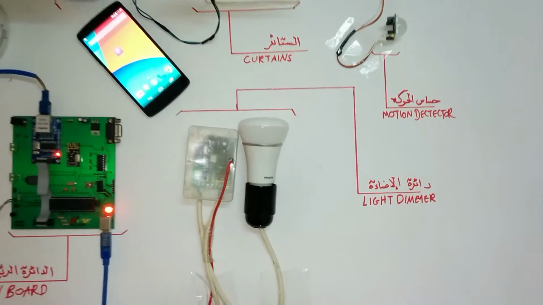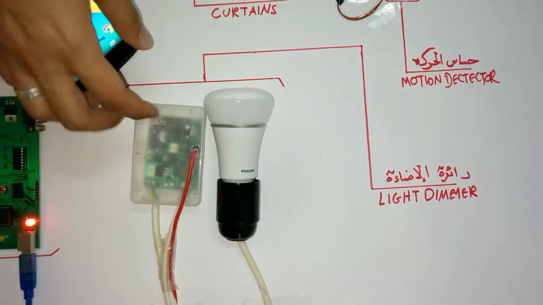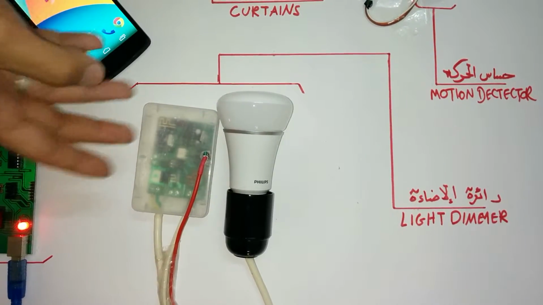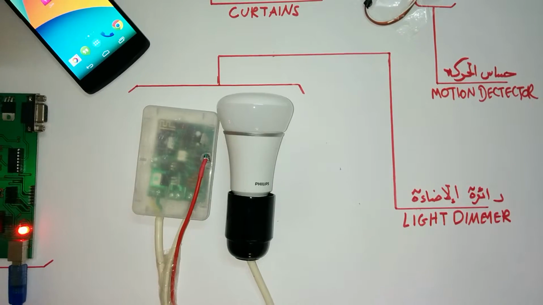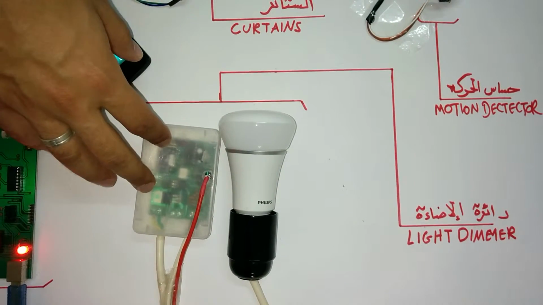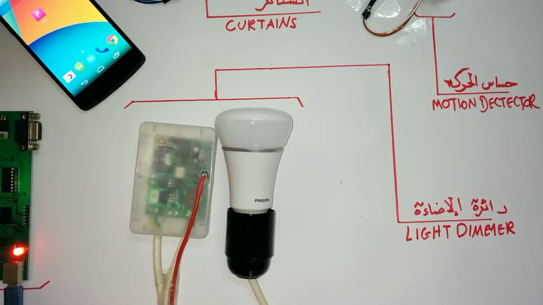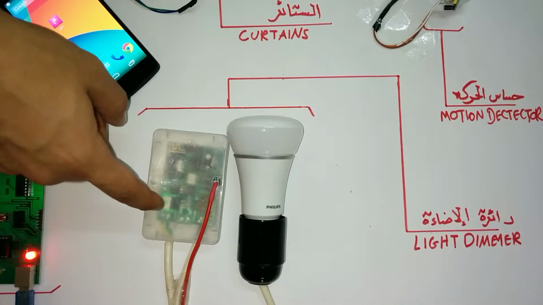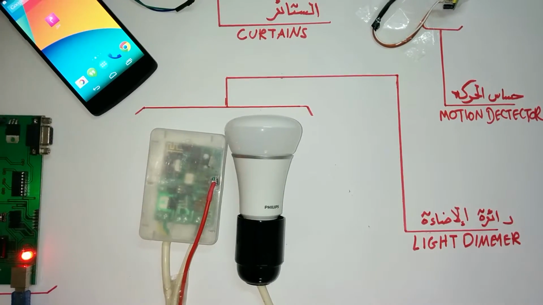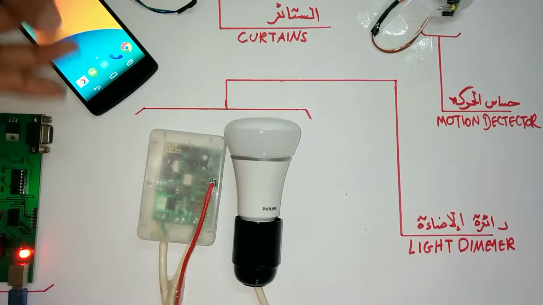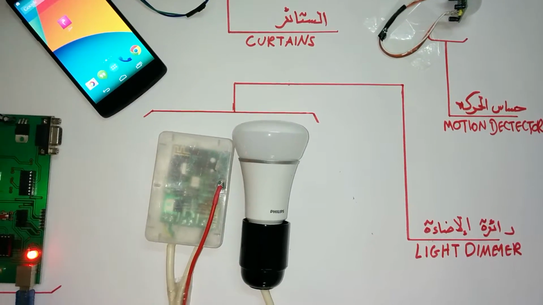We have the light control circuit. We have it in a box because it has electric AC current, so we put it in a box in order not to get electrified or something. We have also the light bulb installed and connected to the circuit. It also has the RF transceiver to communicate with the other boards.